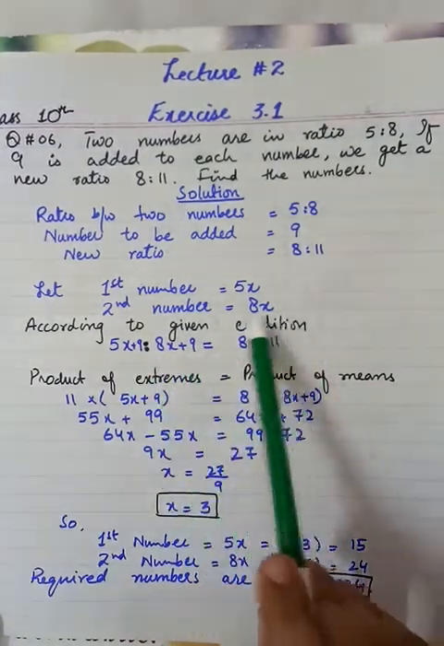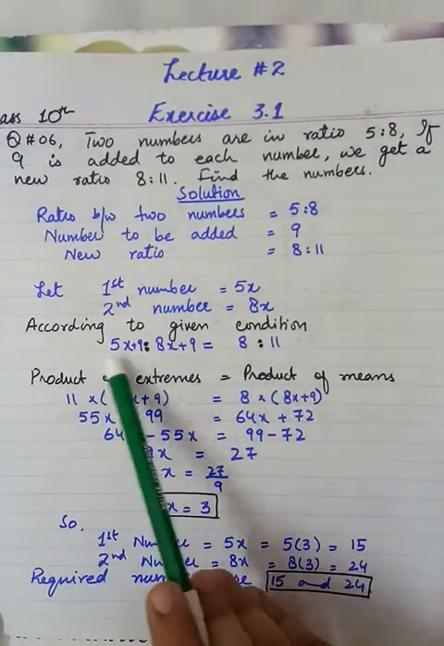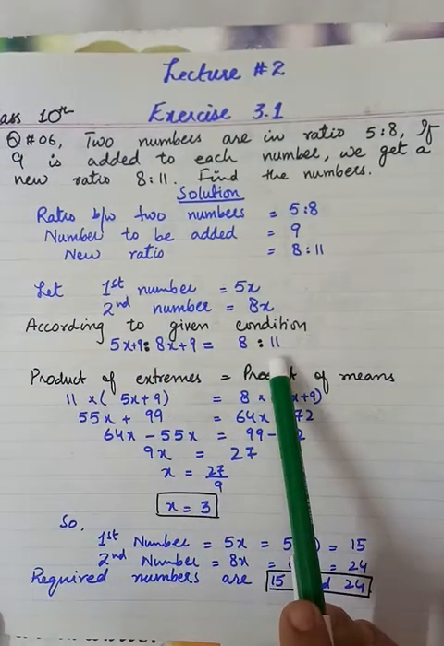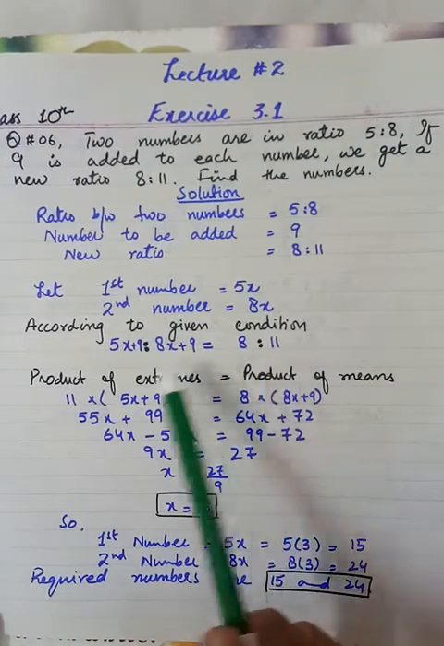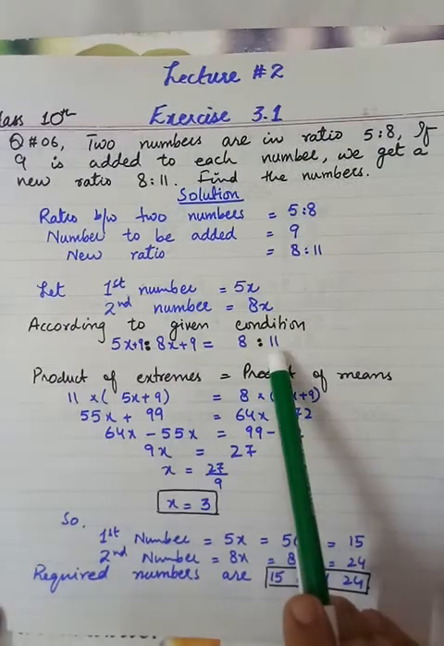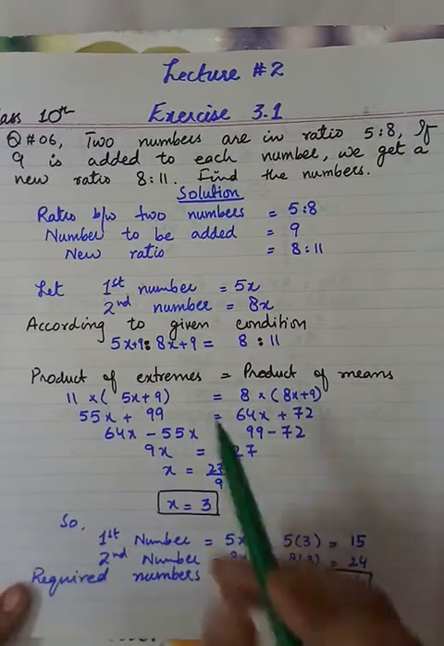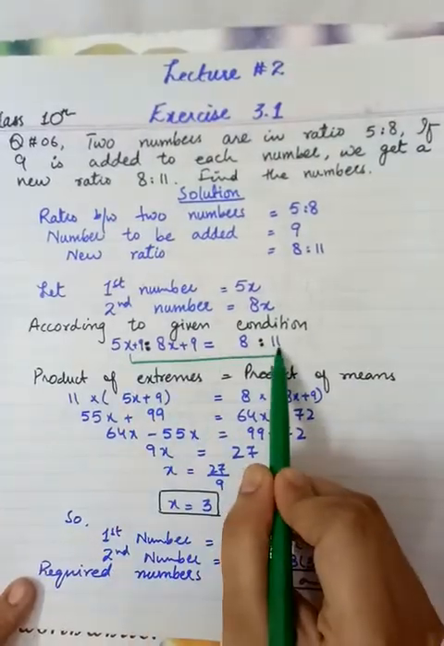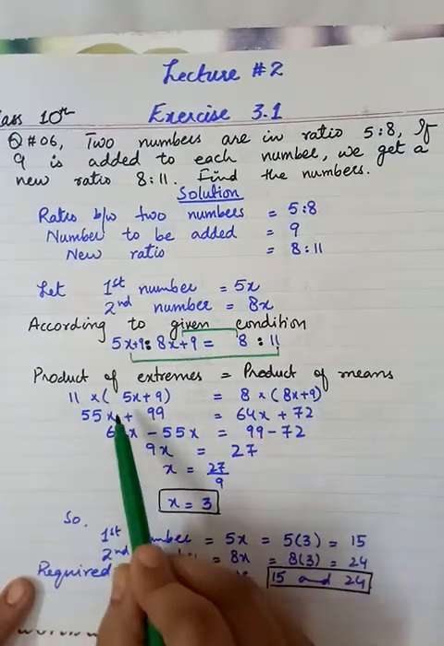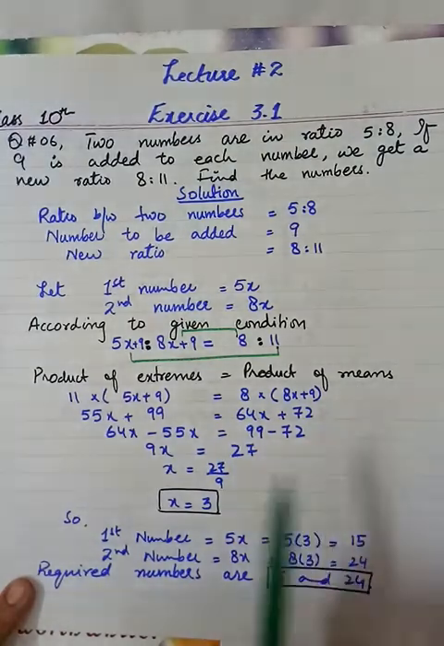And it is a proportion. You can clearly see that sign of equality between two ratios. We have learned in the previous lecture that equality between two ratios is called proportion, and for proportion we use product of extremes is equal to product of means to solve the statement of proportion. Product of extremes means corner values and product of means middle values. We have to multiply product of extremes equal to product of means.